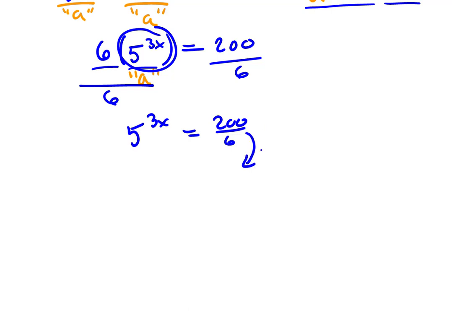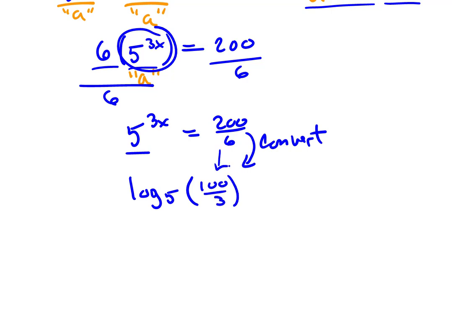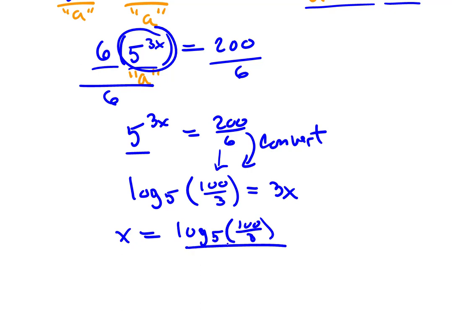Now we can just convert to log form, where we'd say log base 5, that's the base we have in our exponential equation, log base 5 of the right side of our equation. Now it's 200 over 6. Let's reduce it one step and call it 100 over 3. Same thing, right? Just reduced. And that's all equal to the exponent, which is 3x. Remember, we're trying to solve for x here, and so we can get our exact solution simply by dividing by 3 on both sides. So x will equal log base 5 of 100 over 3, all divided by 3. So that's our exact solution.